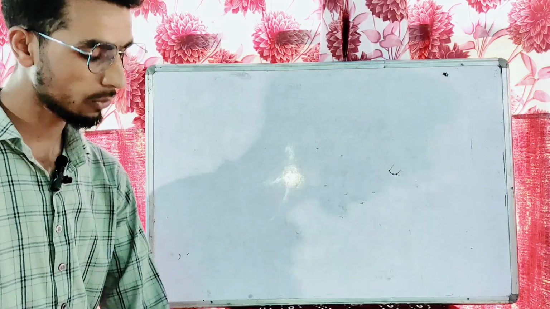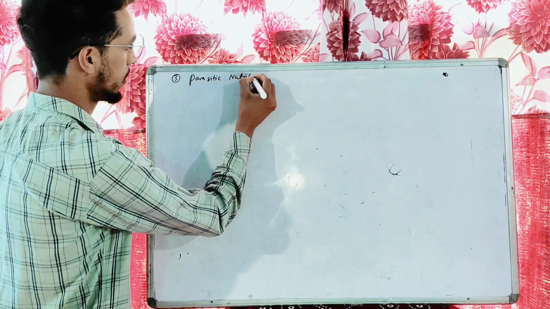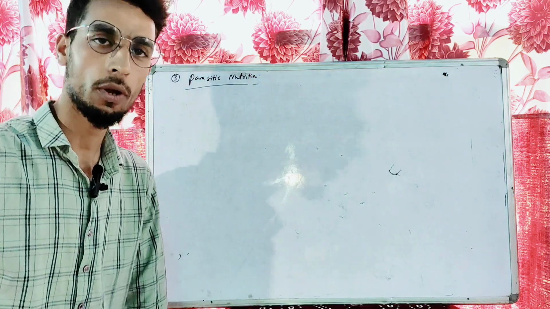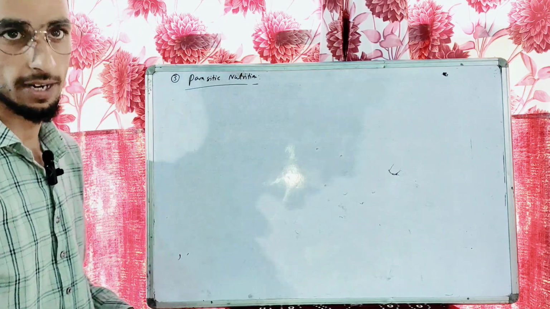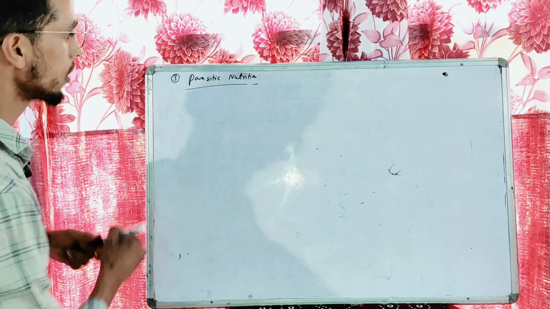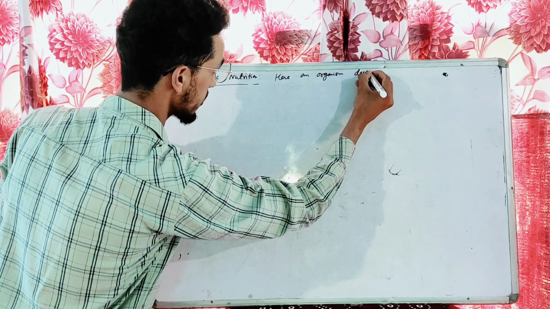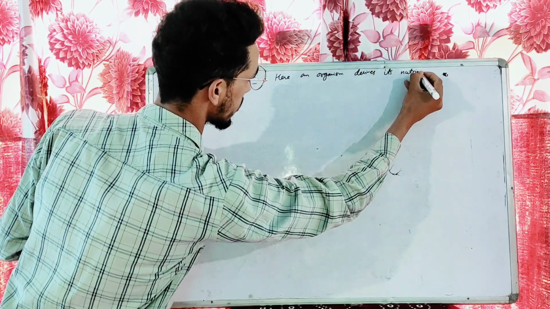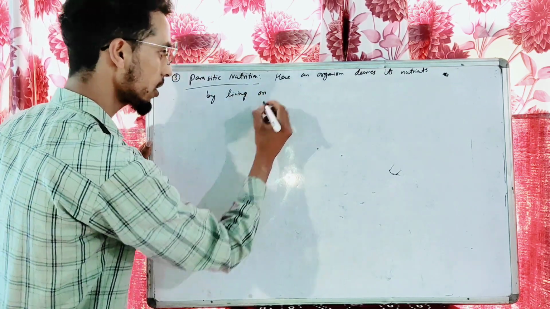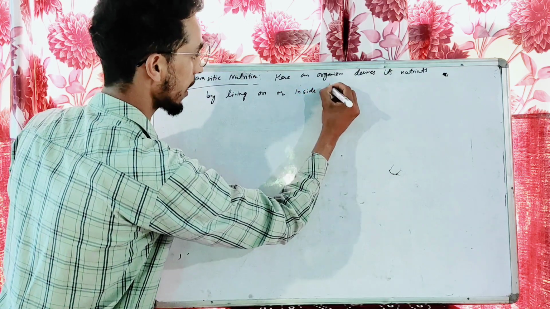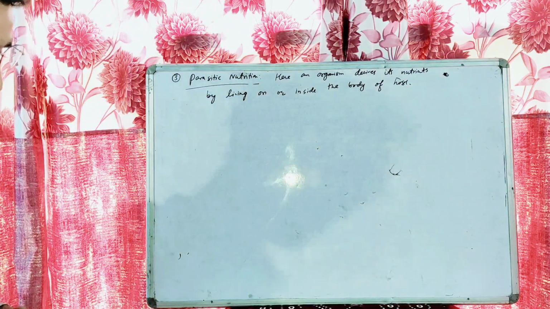parasitic nutrition. Coming to our third type, that is parasitic mode of nutrition. Here in parasitic nutrition, the organism obtains its food either by living on the host body or inside the host body. So an organism derives its food, means nutrients, by living on or inside the body of the host, that is, on top of the host's body or inside it.